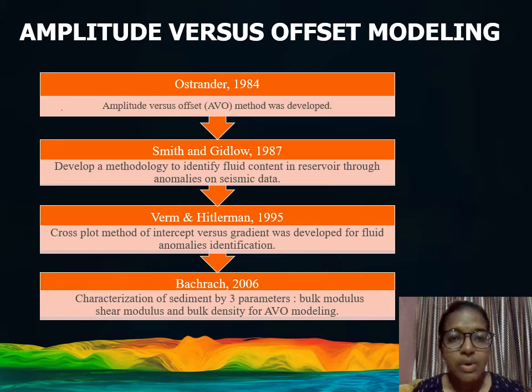In 1984, Ostrander developed the amplitude versus offset AVO method. Followed by Smith and Gidlow in 1987, they developed a methodology to identify fluid content in reservoir through anomalies on seismic data. Then, in 1995, Whitcombe and Hilterman developed the cross-plot method of intercept versus gradient for fluid anomalies identification. And then back to 2006, the characterization of sediment by three parameters, which are bulk modulus, shear modulus, and bulk density, was identified for AVO modeling.